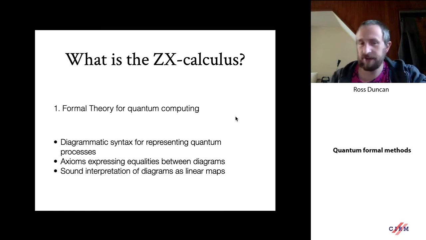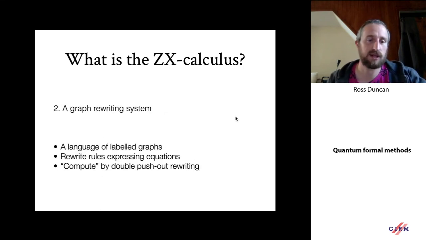Second perspective on it is that it's a graph rewriting system. So it's a language consisting of labeled graphs. It has some rewrite rules, to say when you can transform one graph into another graph, and you can effectively compute in this setting by doing a kind of rewriting called double pushout rewriting. If you don't know what that is, it doesn't matter. It's a pretty standard notion in algebraic graph rewriting.